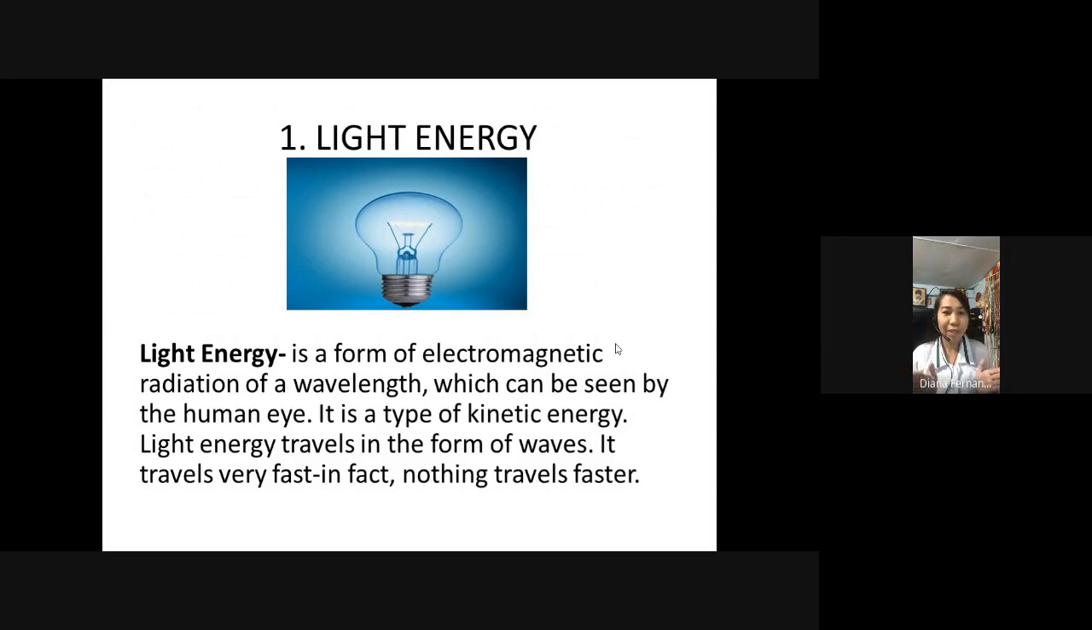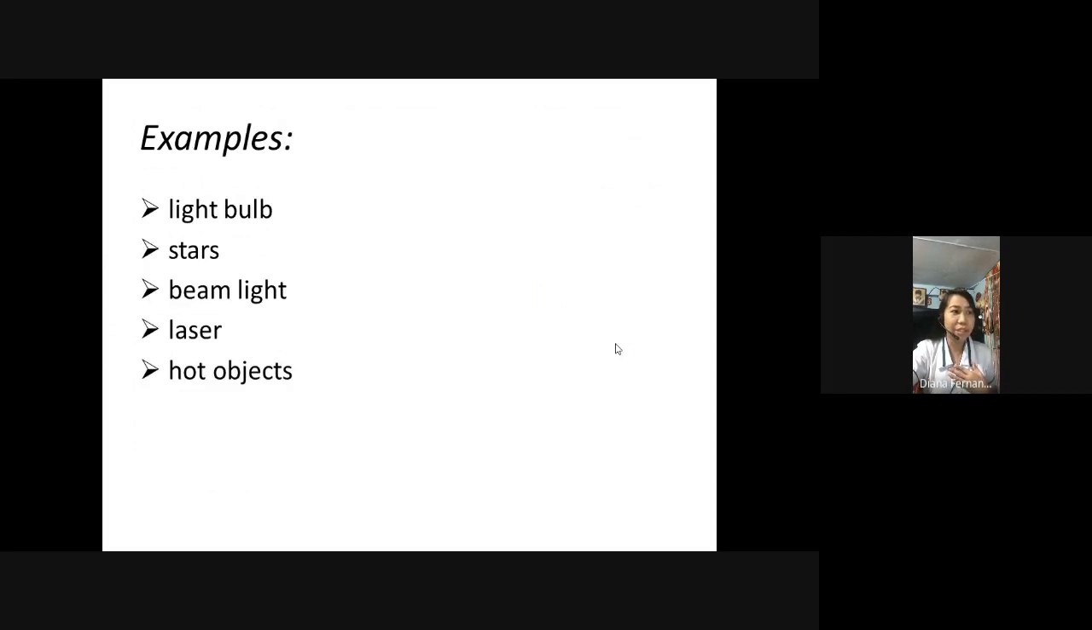Ayan. Para mas maintindihan natin, lahat ng nakikita natin, in a form of light, is an example of light energy. Okay, it is in a form of electromagnetic radiation of wavelength. So, let me give you the examples: we have light bulb, the stars, the beam light, the laser, and hot objects. Okay? Do you understand, class? Yes.